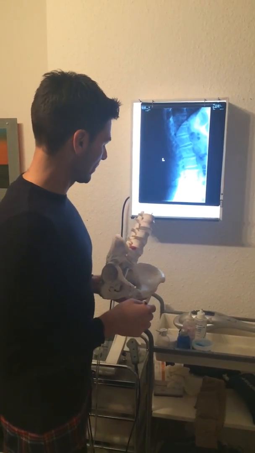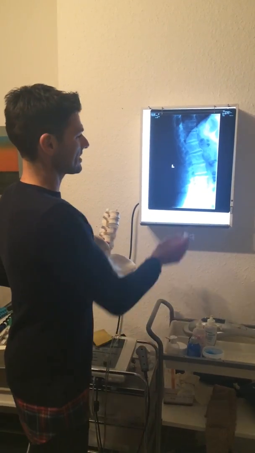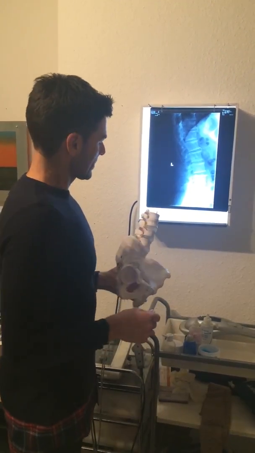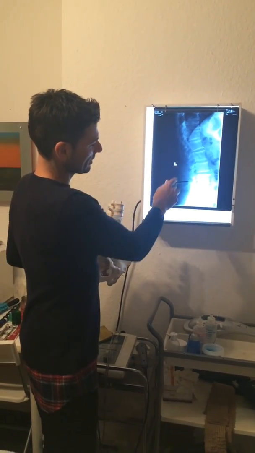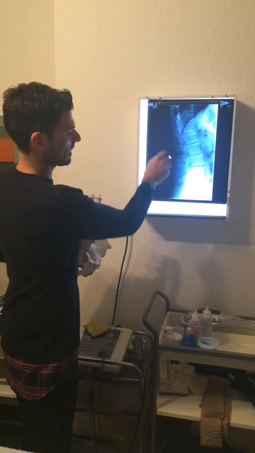Osteoarthritis, degeneration, they're things that we all will get. And this is the example of degeneration in the spine. So the spine facing that way. We look at the alignment of the vertebral bodies. These are the bones in the lower back.